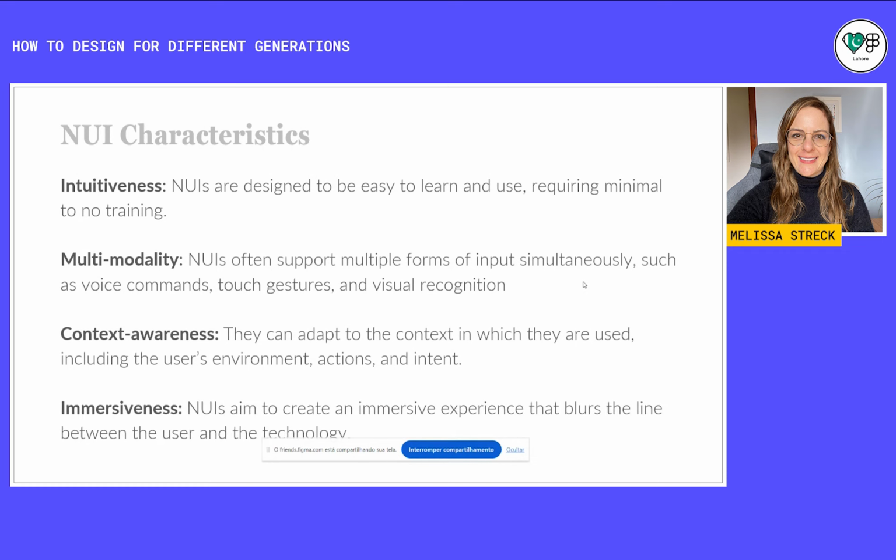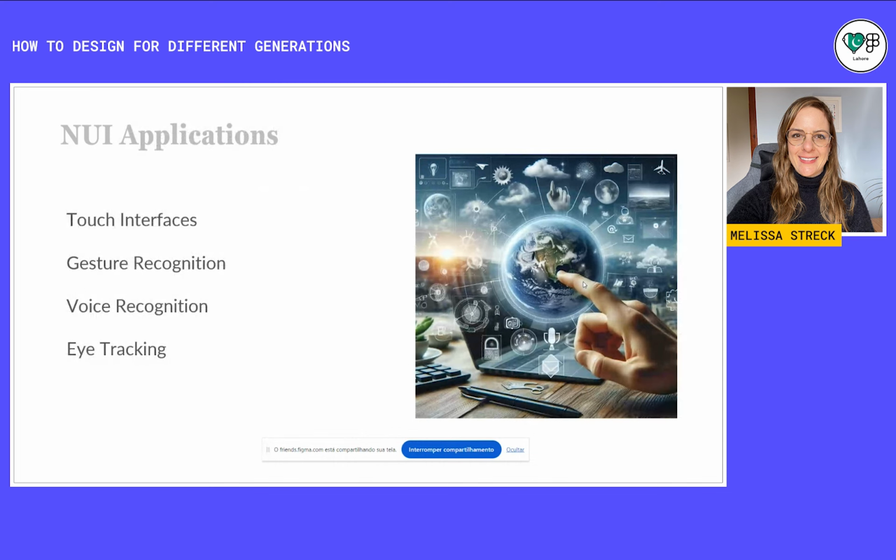Also, the fourth characteristic is the immersiveness. The natural user interface then aims to create an immersive experience that blurs the line between the user and the technology. And we will take a look at some examples right now of how it works.